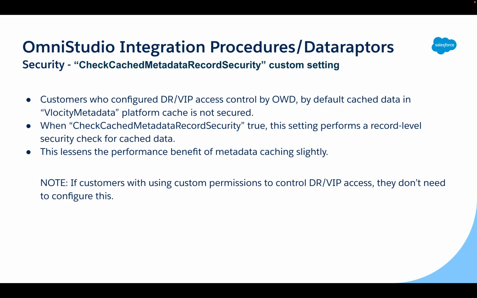If we have to add security for this, we will have to add this setting within the CPQ configuration called check cache metadata record security. This performs a record level check against the cache data. There might be small performance implications due to these security settings.